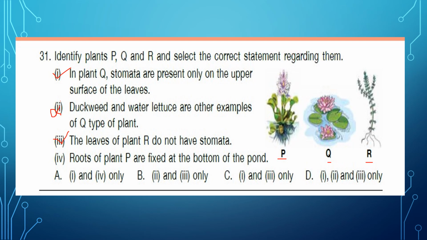4. Roots of plant P are fixed at the bottom of the pond. This statement is incorrect. So our answer is option C, 1 and 3 only correct.